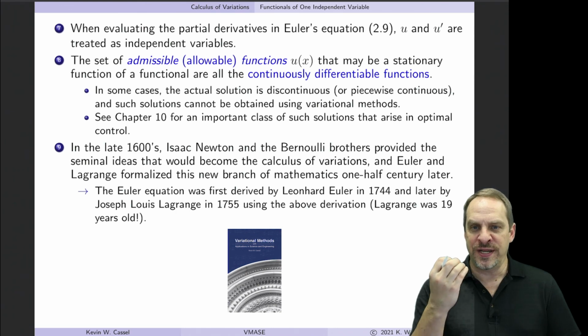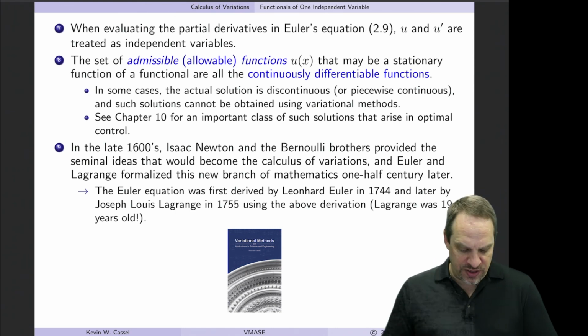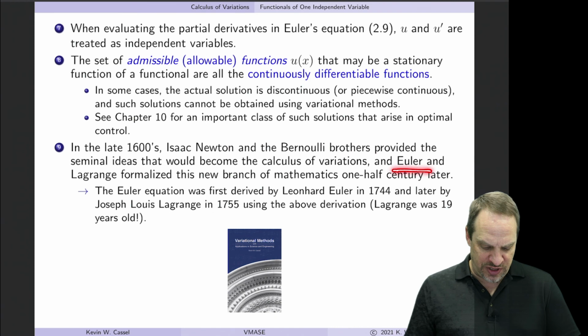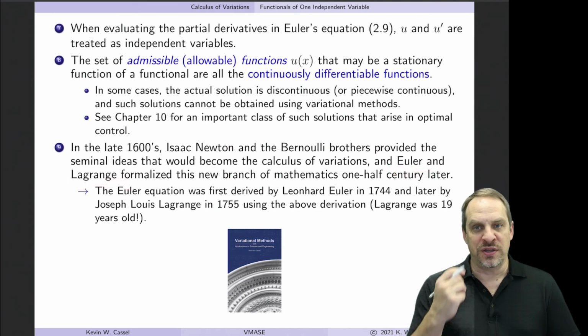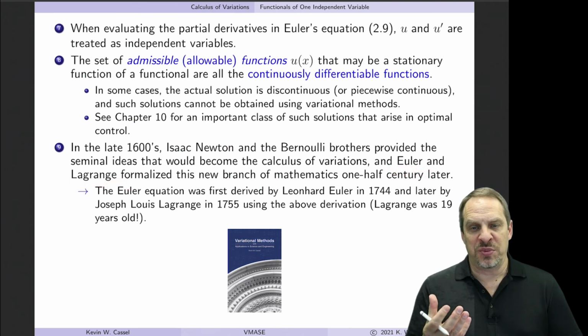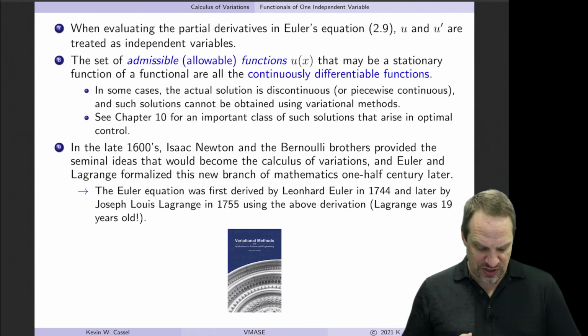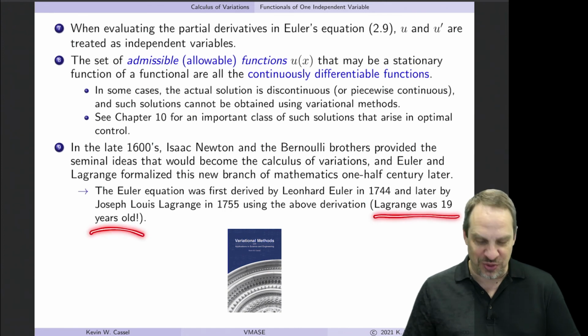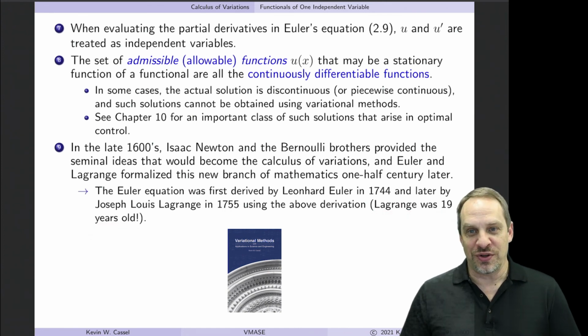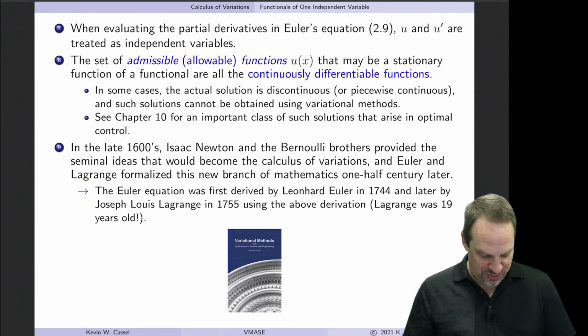It was very rudimentary at the time. And then later on, about a half a century later, Euler and Lagrange independently formalized this development of the Euler equation, this derivation as you see here. And that was in 1744 and 1755. It turns out Lagrange was 19 years old when he did this derivation, so I'm way past my prime, apparently.